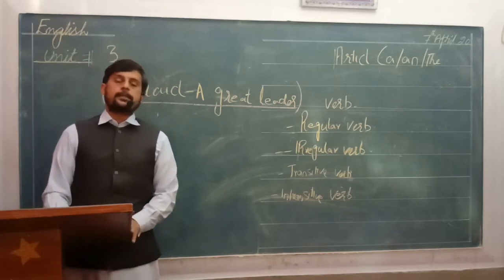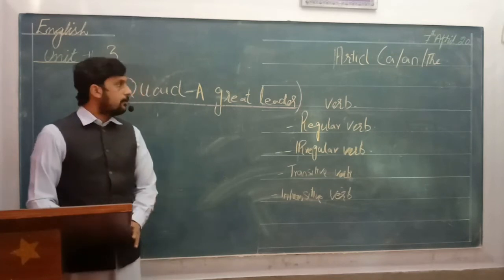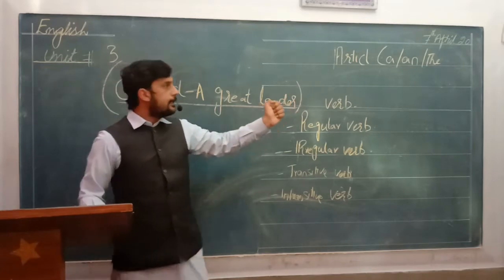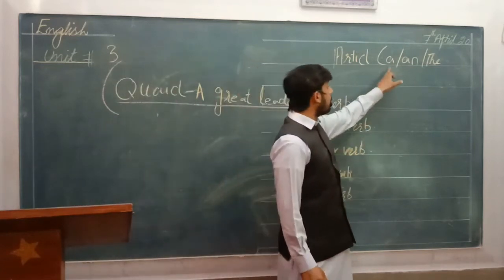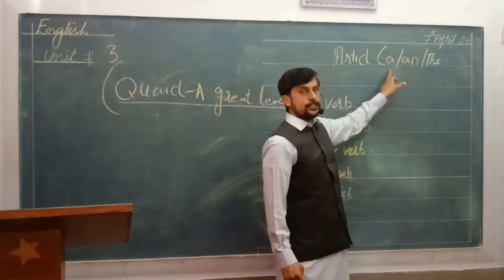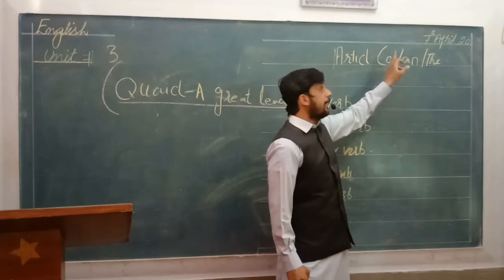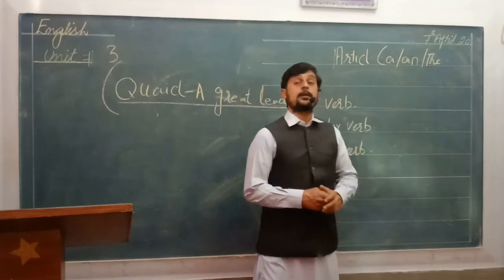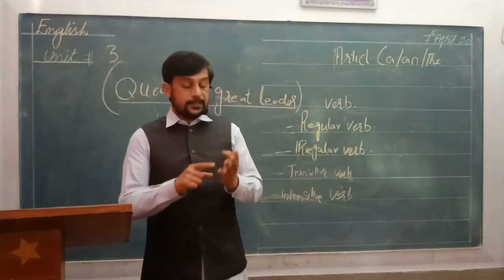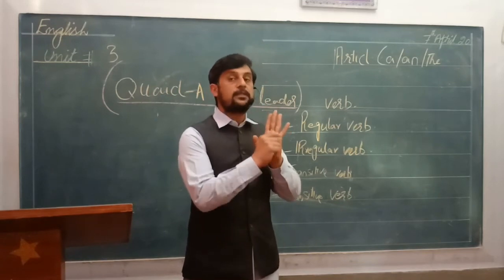So dear students, in the end again I will tell you that there are 2 types of articles. The first one is definite article, which is the, and the second one is indefinite article, which is a or an. A is used with the singular common nouns which start with the consonant letter or consonant sounds, and an is also used with the singular common nouns which start either with the vowel letters or with the vowel sounds.